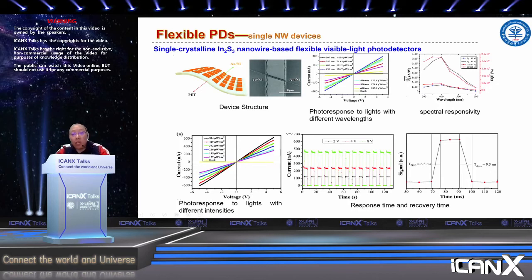From this single nanowire device, we can also get the spectral responsivity. That means, if I give you one device, after you check the spectral responsivity, you can see the highest response is to what kind of wavelength. And also the photo response to light with different light intensities can be obtained. You can get information about this part, and also we can get the response time of the devices, and also the recovery time of the devices. These curves and data show what we can get with single nanowire devices.